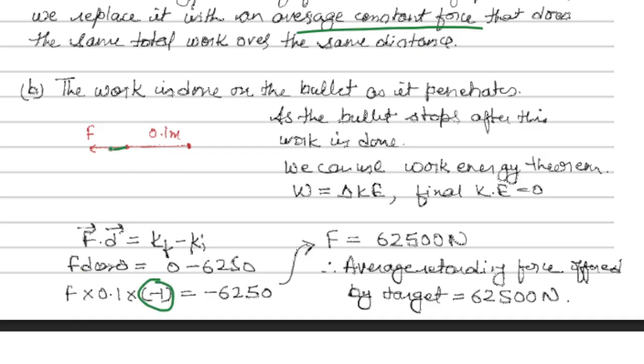Because they are in the opposite direction, we are getting the minus 1 sign. Because the target will push the bullet like this, it will offer the friction in this direction. That's why the angle between displacement and the direction of force is 180 degrees. That's why we will get cos 180 equal to minus 1. Now we just need to solve for it, and we will get the force as 62,500 Newton. So this is the average retarding force offered by the target.